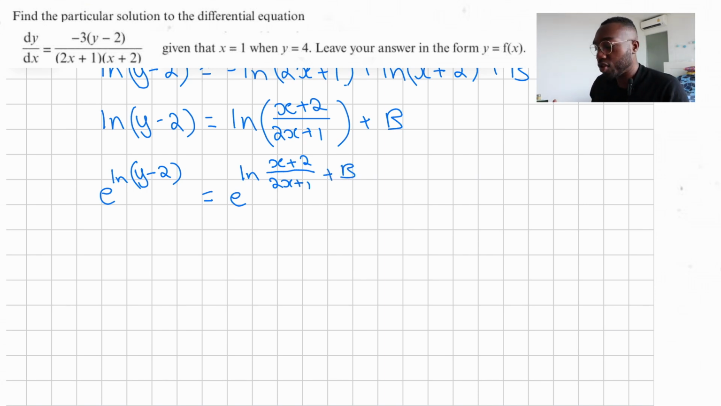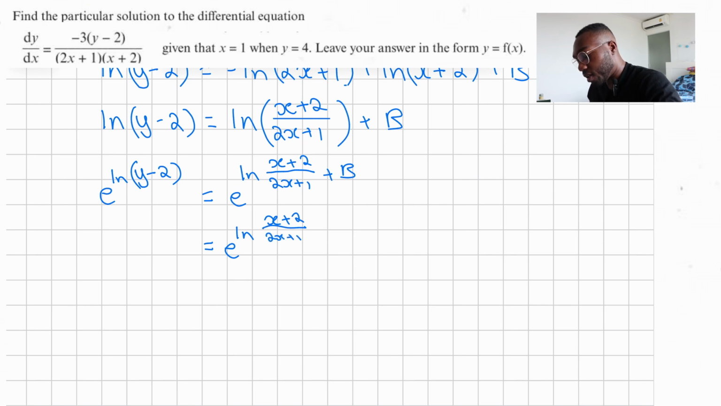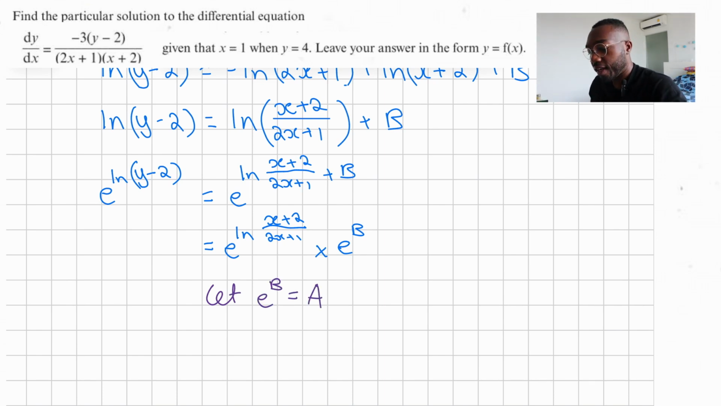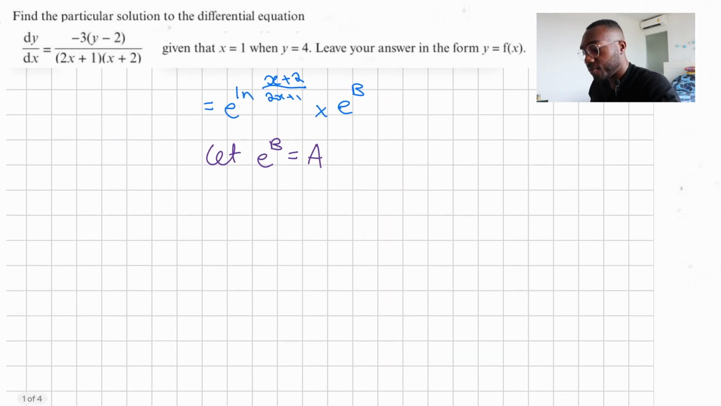And now at this stage, we think about this e. That is the same as saying e to the ln((x+2)/(2x+1)) times e to the b. It's the same as writing that. And again, because b is a constant, if we have e to the power of b, then that would also just be another constant. So what we can do is effectively let e to the power of b just equal a, which is another constant.